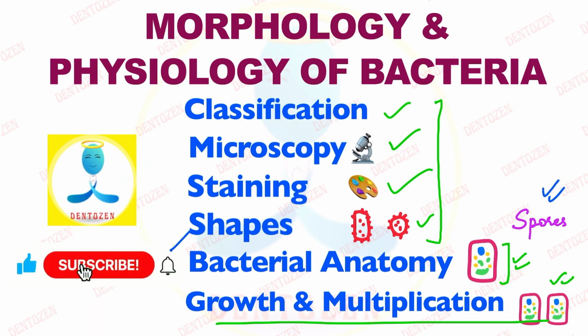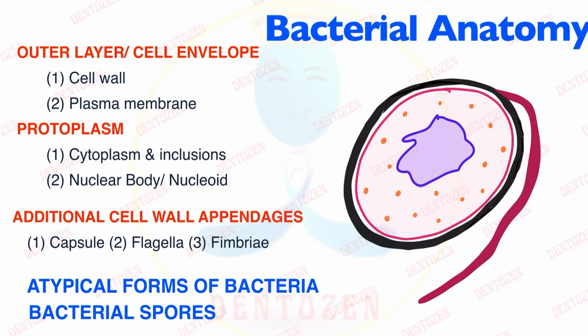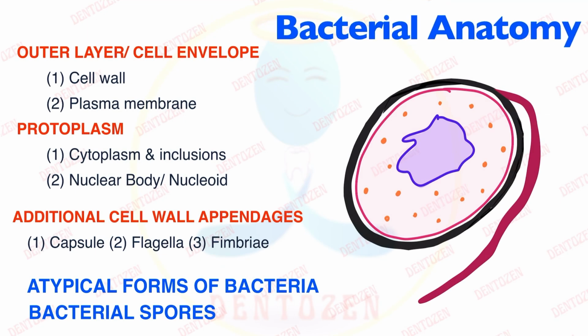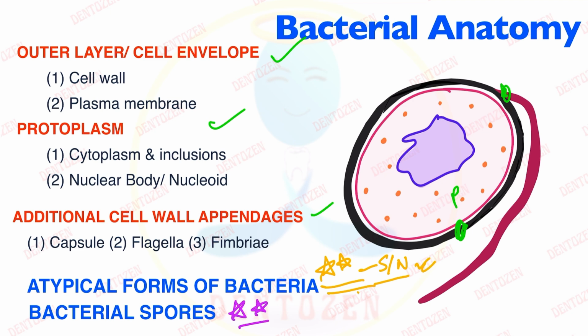So under bacterial anatomy, we discussed the structure of a normal bacterial cell. It is made up of outer layer or cell envelope, protoplasm and cell wall appendages. Then we also discussed the various atypical forms of bacteria, which can be an important short note for your exam, in the last video. And today we are going to discuss bacterial spores, which can be an important short note for your exam, or there can be so many entrance or viva questions from this topic. So let's get to know what are bacterial spores.